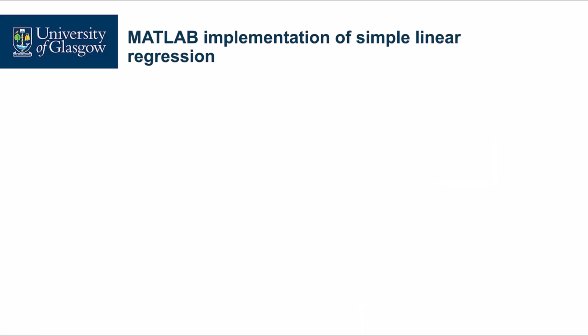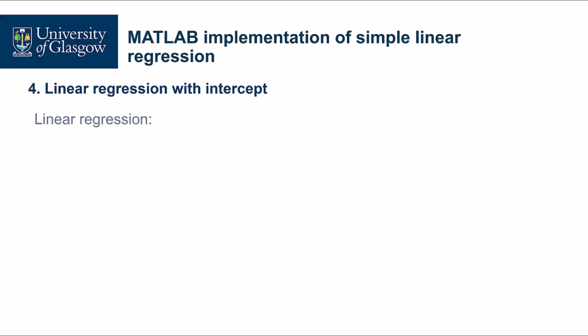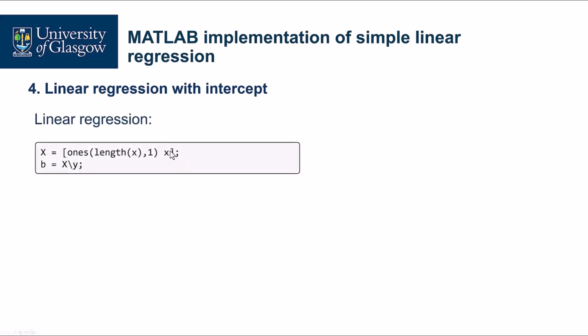But sometimes we do want the intercept. So how to do it? First, we need to make the X into the correct form. This is X, we put it here, and in front of it, we put ones. So we can say ones of length X, right? So we put the length here. And b equals X backslash Y. So b is a vector. This vector includes two things. First is the coefficient, and then the intercept.